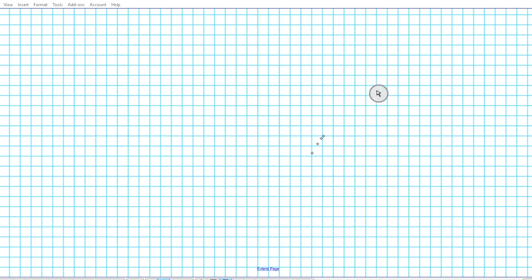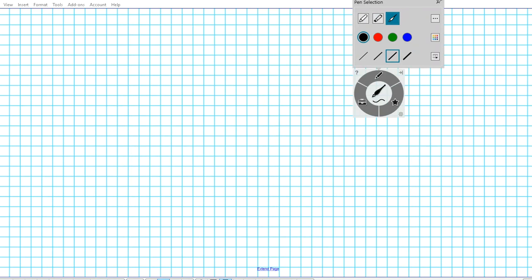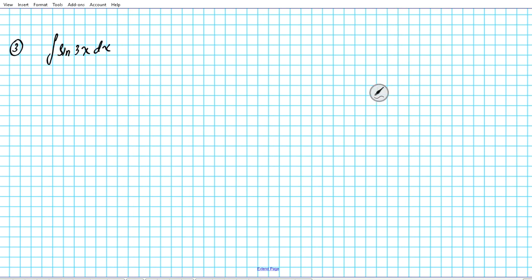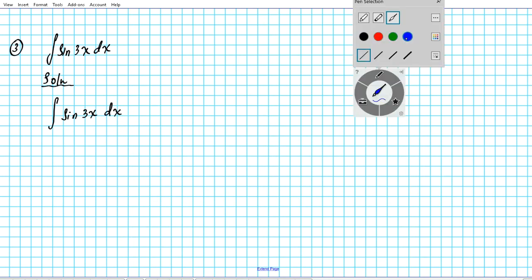All right, let's take a look at question 3. So for question 3, what if we are to evaluate the integral of sine 3x? So what's the integral of sine 3x dx? All right, so we have a composite function, sine 3x, and then we just have dx. Okay? All right, so let's identify what the inner function is.